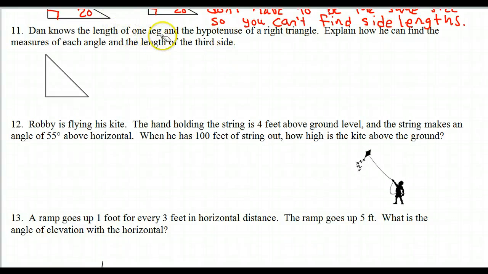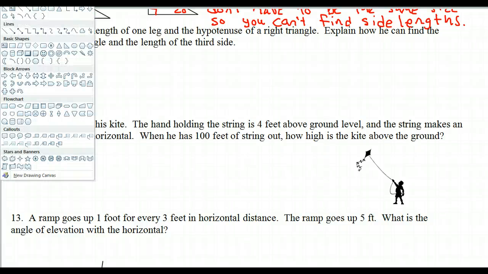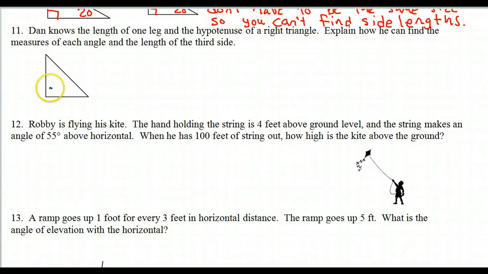Dan knows the length of one leg and the hypotenuse of a right triangle. Explain how he can find the measures of each angle and the length of the third side. Okay? So let's do an example. If he knows a leg, let's let L be the leg that he knows. And let's let H be the hypotenuse that he knows. So let's explain how he would find these remaining sides.